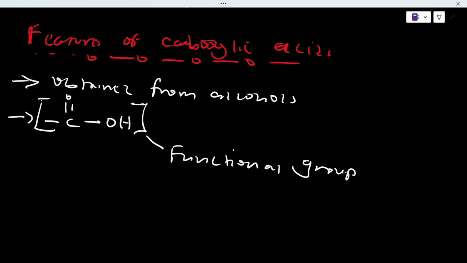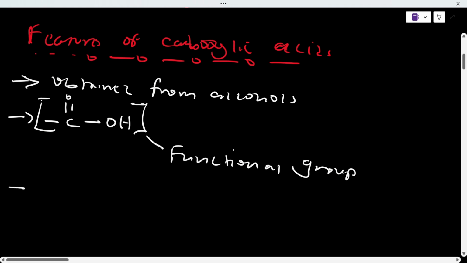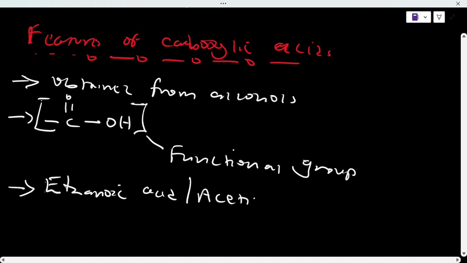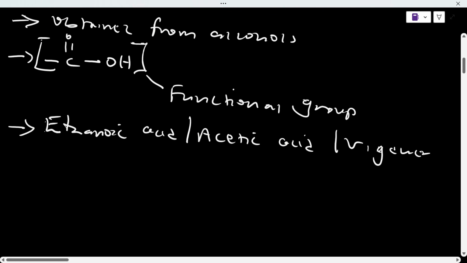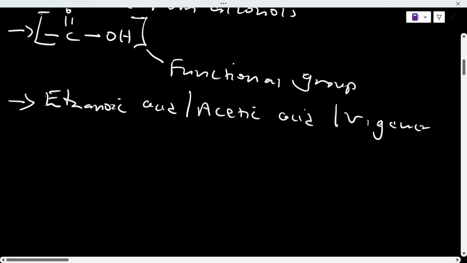Now, the most known carboxylic acid is ethanoic acid, which is derived from ethanol. Another name for ethanoic acid is acetic acid. Acetic acid is majorly found in vinegar. We use a lot of vinegar at homes. So that's the most known carboxylic acid that we have.